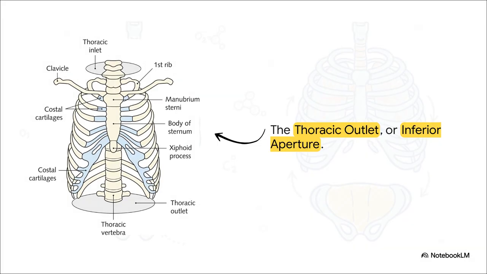Now contrast that with the floor of the cavity, called the thoracic outlet or inferior thoracic aperture. This opening is way wider. It's bounded at the back by the T12 vertebra, on the sides by the 12th ribs, and at the front by the xiphisternum, right down at the bottom of the breastbone. And what's honestly wild is that this massive opening isn't just some empty hole, it is entirely filled and sealed off by the diaphragm, completely separating the chest from the abdomen below.